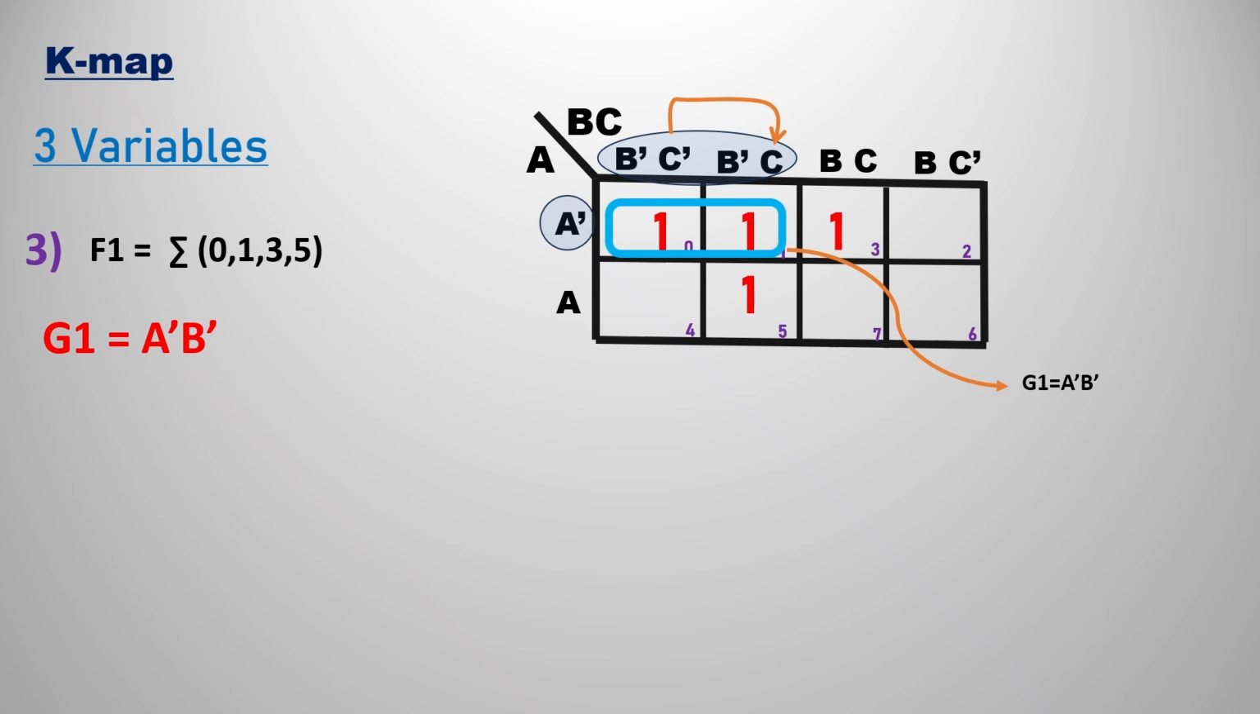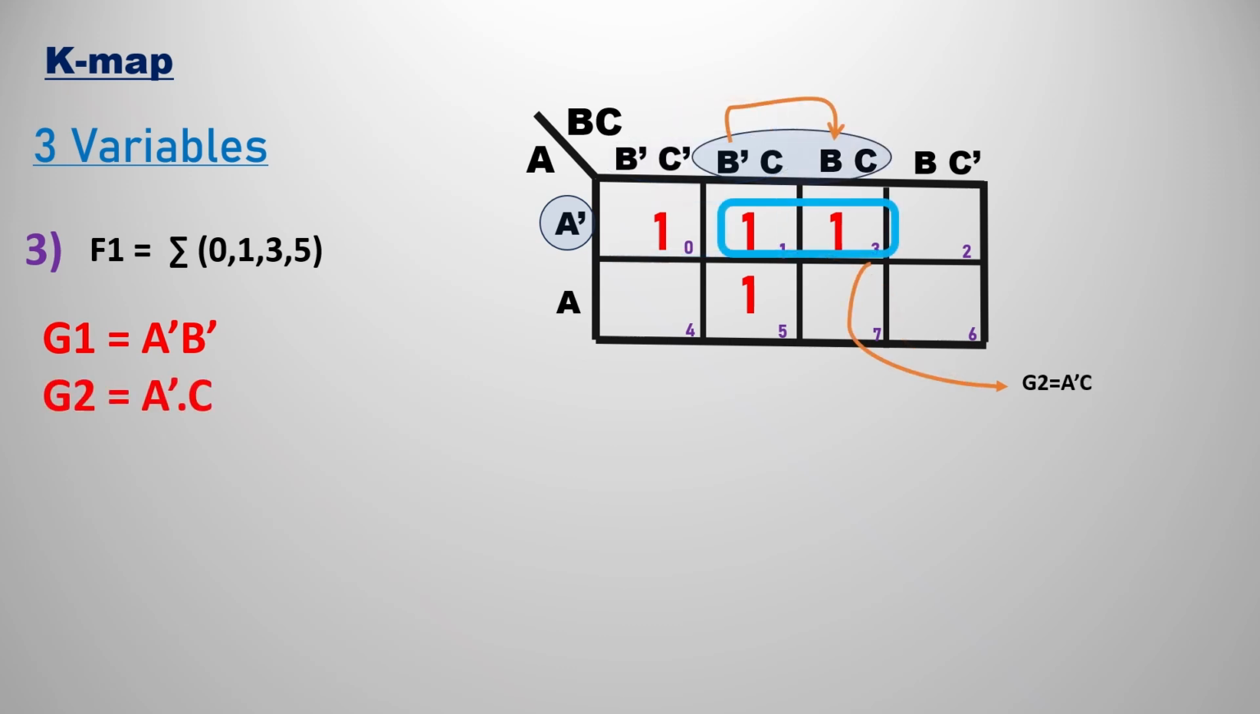After placing that, make a group of ones, that is A bar B bar. I hope you know that is in the A bar column, and B bar is the same, so you have to take A bar B bar, that is the first group. This is the second group that I have made, that is G2, that is A bar C, because that is in the A bar column. B bar is changed to B, so C is the same, so you have to consider C. That is A bar into C.